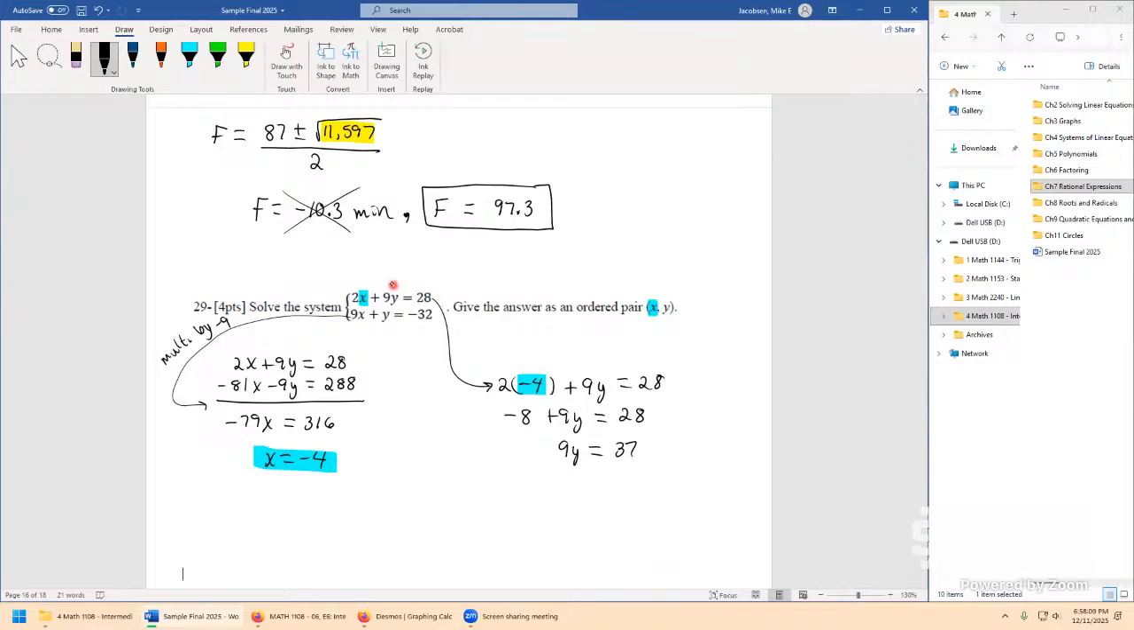Seems kind of weird all of a sudden. Let's keep on going. 37 divided by 9 gives us 37/9, and we have a value for y. So y comes out as 37/9, kind of random on this one. And that means the solution (x, y) equals (-4, 37/9). Let me know if you can spot if my numbers went sideways on this one. 37/9 just seems kind of random out of nowhere.